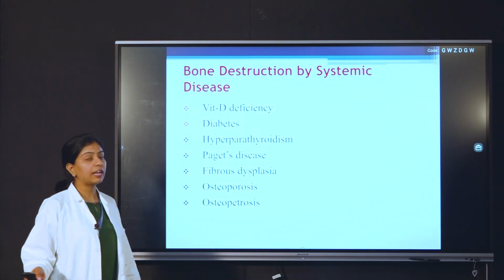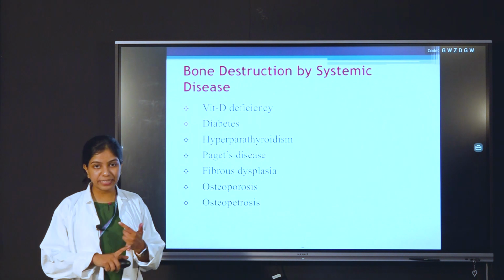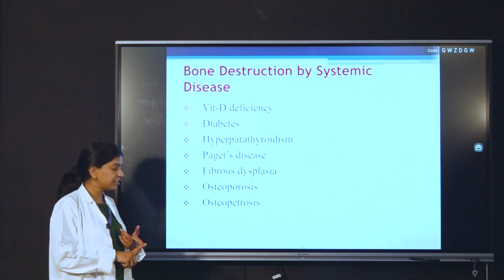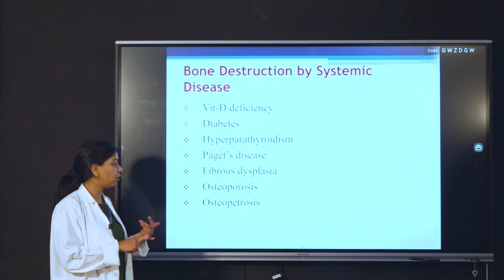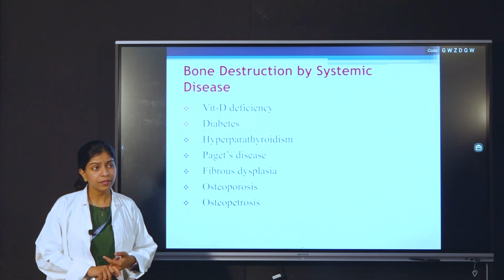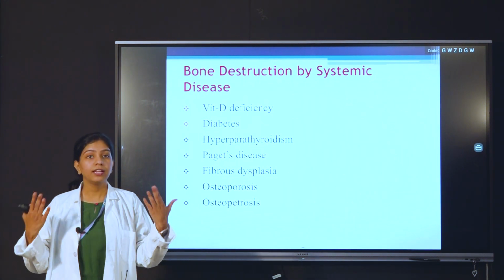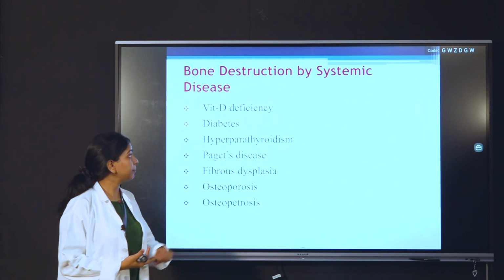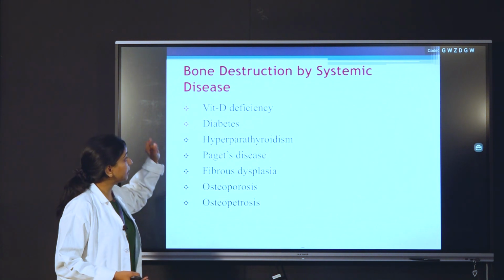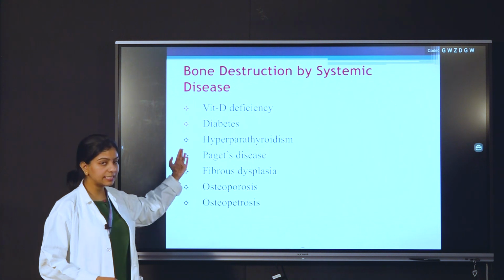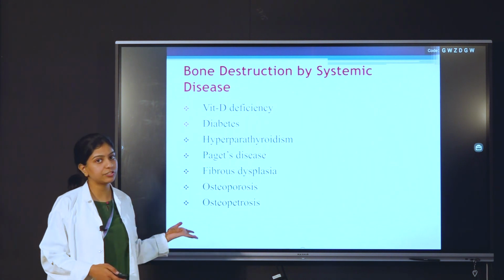Various systemic factors causing bone loss are vitamin D deficiency, diabetes, hyperparathyroidism, Paget's disease, fibrous dysplasia, osteoporosis and osteopetrosis. So when a person comes with bone loss, you should always ask for any systemic illness, because the patient may be suffering from one of these diseases or conditions, and that is why the patient is having bone loss.